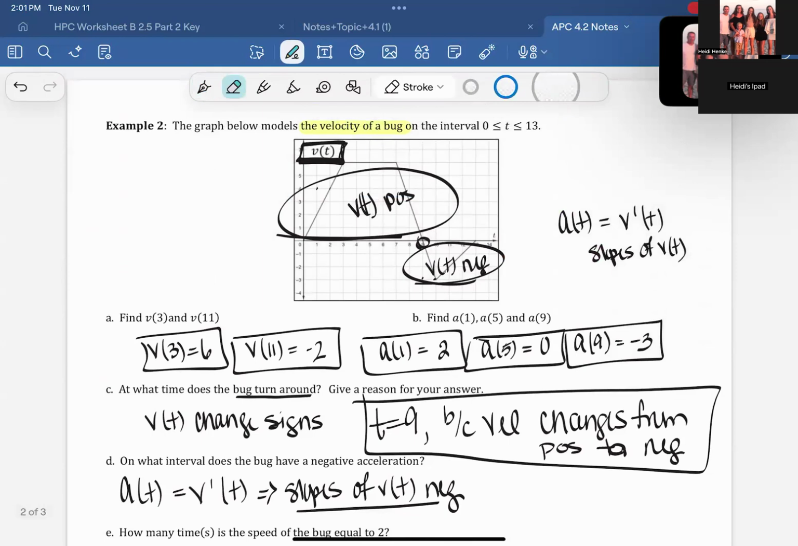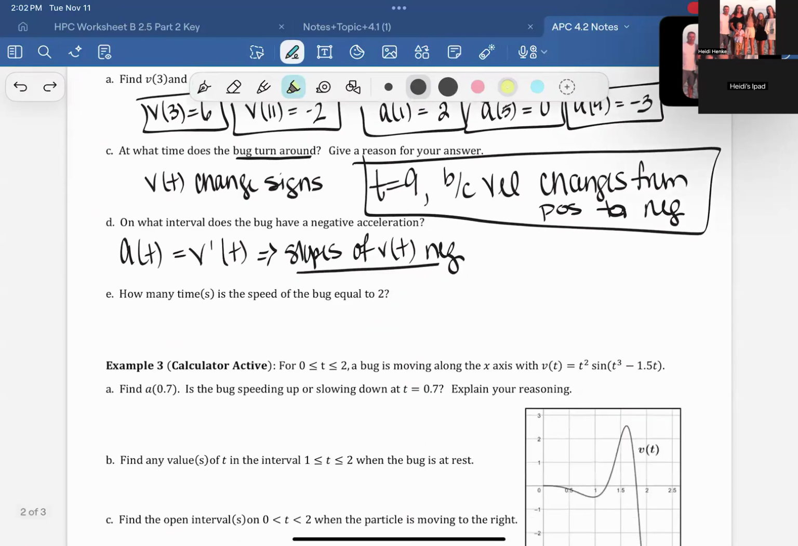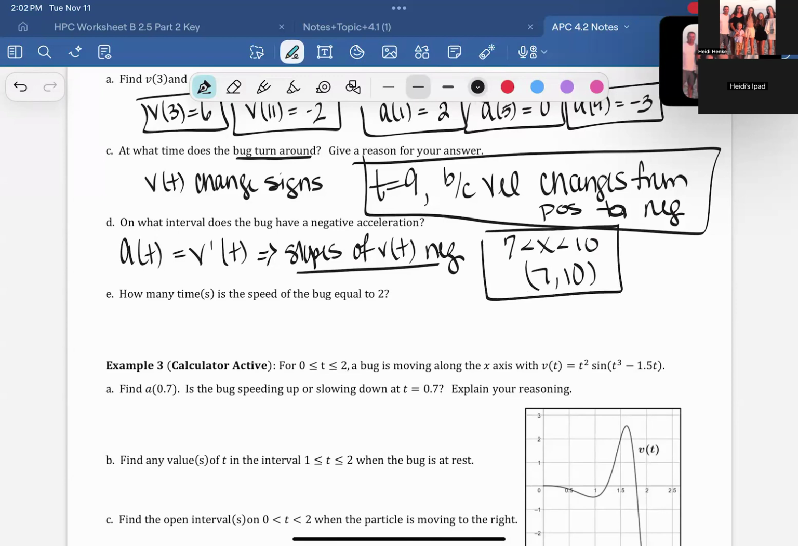So if we go back up to this graph, we're looking for where the slope is negative. This right here is the only section of my graph that has a negative slope. Slope here is positive, slope here is 0, slope here is positive. So that's the only place where we have negative slopes, and we need to say what x's that goes from, and it looks like it's 7 to 10. So you can write that as an interval, 7 is less than x is less than 10, or in interval notation.